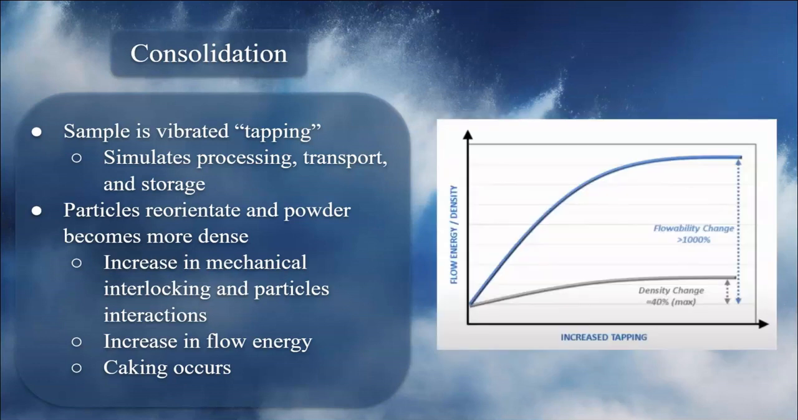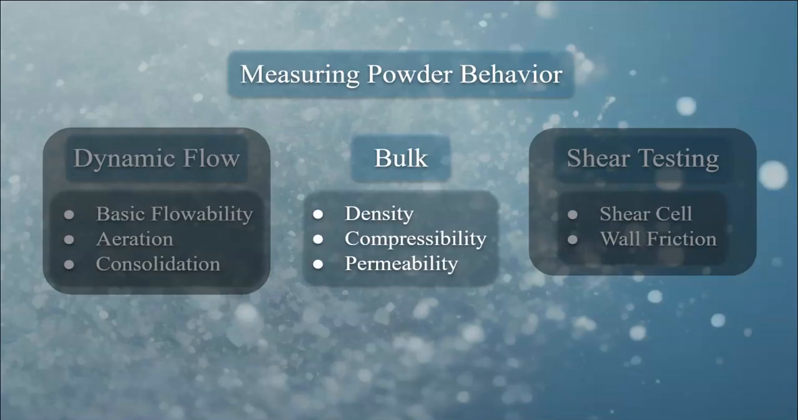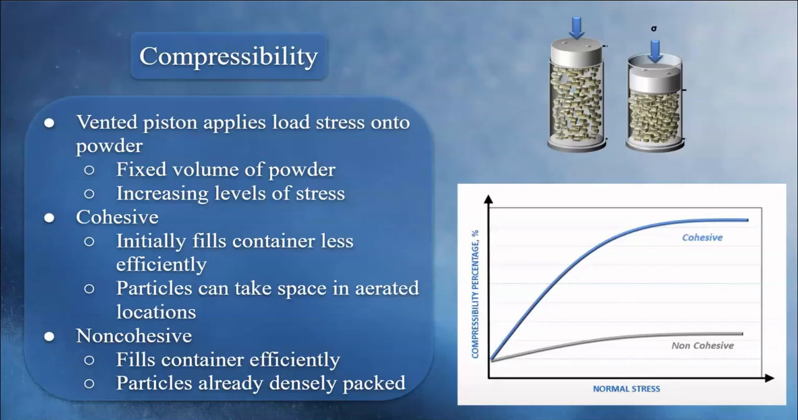Alright, continuing onwards, we have our graph here, and this is essentially saying that as we increase our tapping, our flow energy is also going to increase, so we're going to have a higher resistance to movement within the powder because our sample is so dense and it has an increase in mechanical interlocking within the particles, and they're interacting with each other more, and that's just going to make it more resistive to movement.